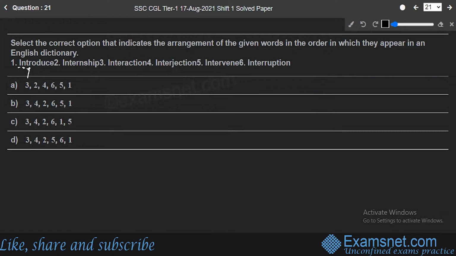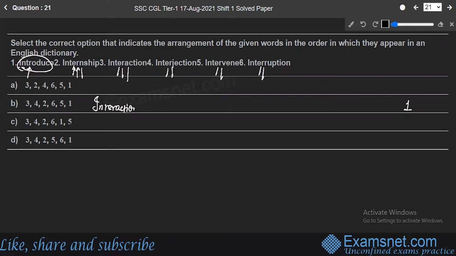Okay, fine. Here you are having an R and then E, E, E, E, E. So this is having the alphabet R, which comes quite later in the alphabetical order. So this is the last one, right? Then you are having E. Now you have to see which will come first: internship, interaction, interjection, intervene, or interruption. If I'm seeing the second one, R, R, R, R, R. Then R is same. Here is N, A. We got an A over here, so obviously this is the first one.